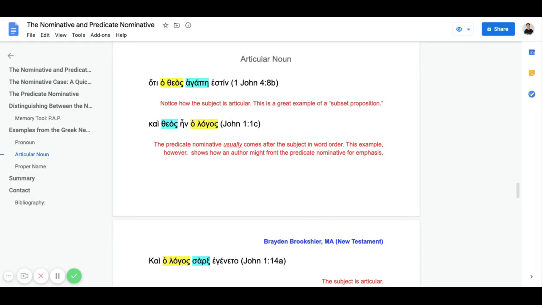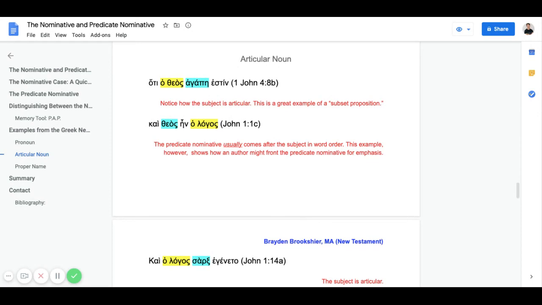It's simple enough. It's also a great example of subset proposition when we're talking about subsets. Well, is this convertible? No, it's not convertible. You say God is love, but you can't say love is God. So that is a helpful way to go back to understanding, is this one of those convertible ways that the predicate nominative is functioning or not? Or is this an example of subset proposition? All right, second example, John 1:1. And then, of course, very famous one here.